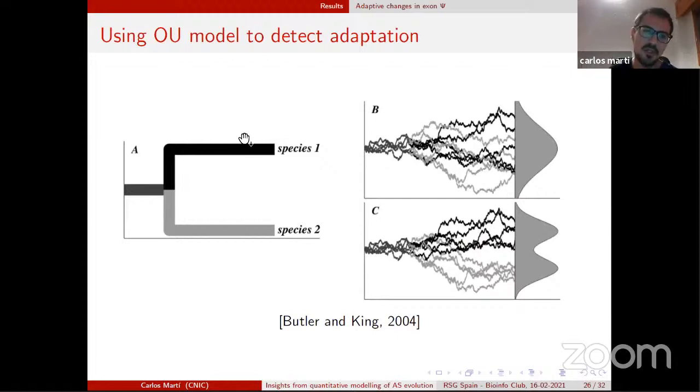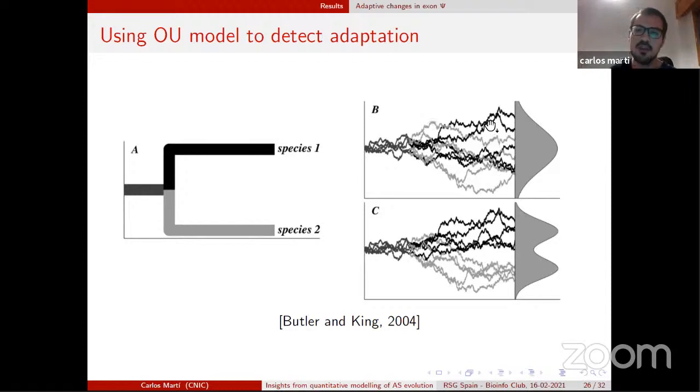This is possible because in this type of scenario, in which we have two groups of species that diverge at some point and since then are evolving under different regimes with different optima, we would expect that this group of species here in black try to converge to a different distribution compared with those species in gray that try to converge to another distribution.